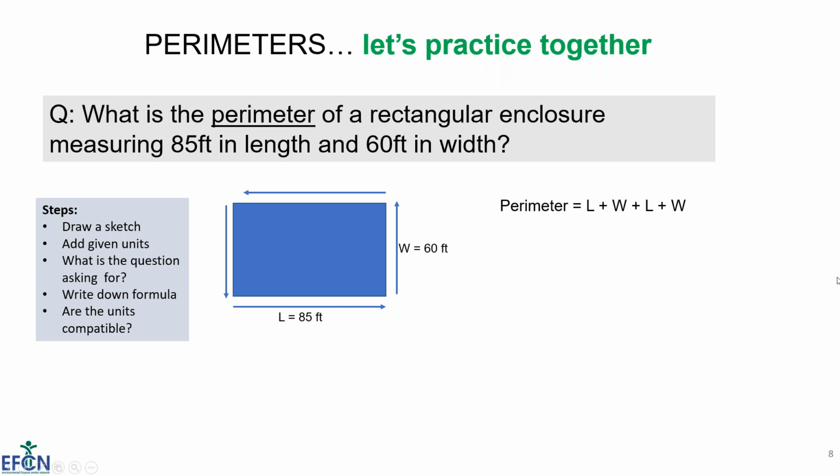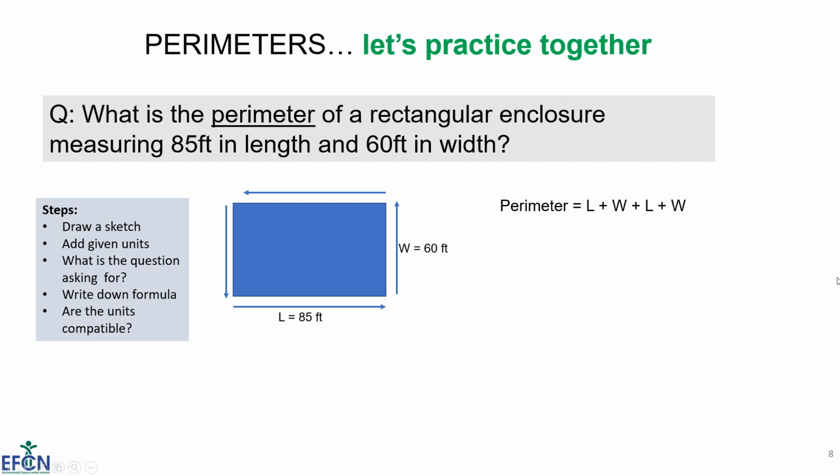It's hard to miss something that's visually in front of you. Then if you have been given any units, it helps to add those units to your sketch. And then ask yourself, what is the question asking me for? And at this point, you look at what formulas you need to be able to answer this question, and also ask yourself, what are the units? Are the units compatible, or do I need to make a conversion before I start? So I have drawn my rectangle here, and the question is asking for the perimeter around this rectangular enclosure.